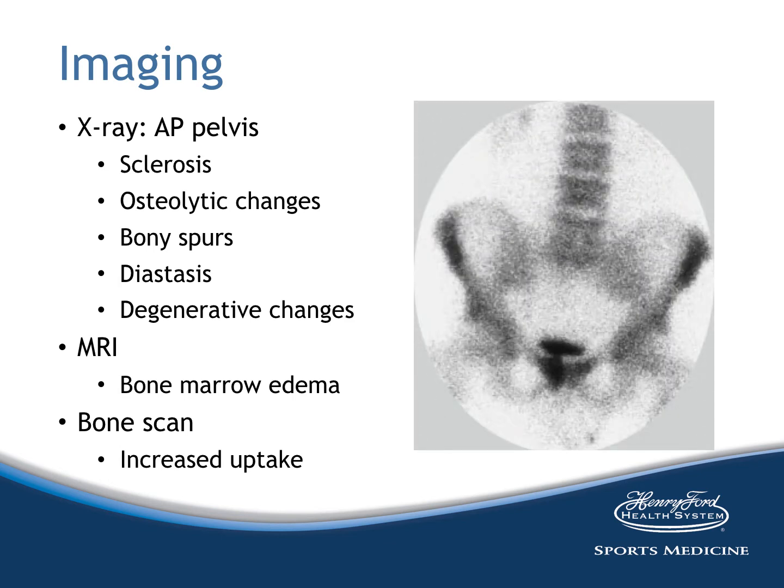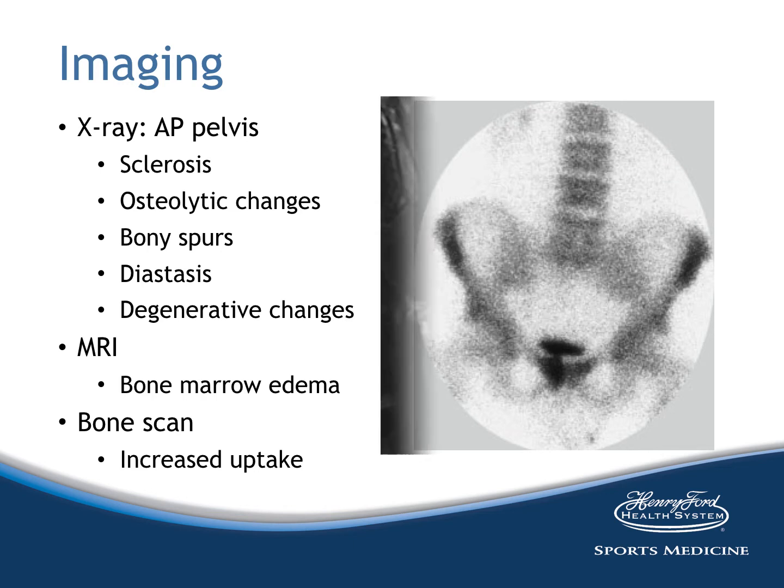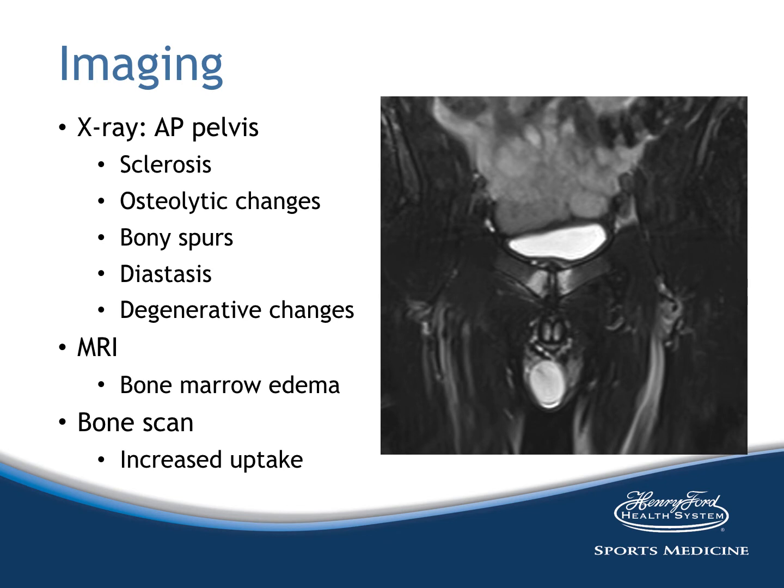Here's a bone scan, and again, it's difficult to tell if that's a stress fracture or osteitis pubis. Here on MRI, you can see the increased signal in the bilateral pubic symphysis region with slight cystic formation present.